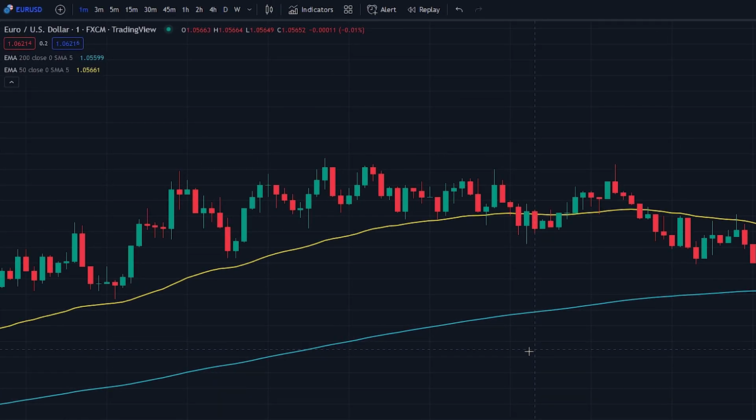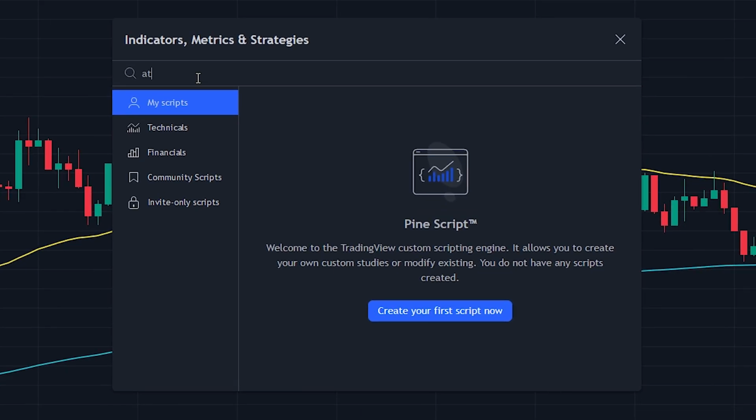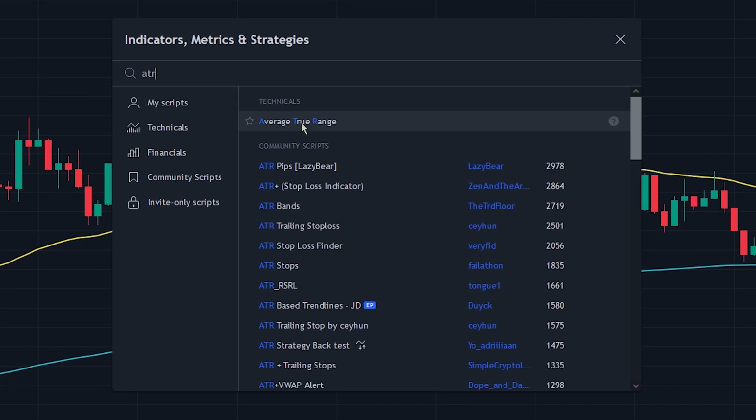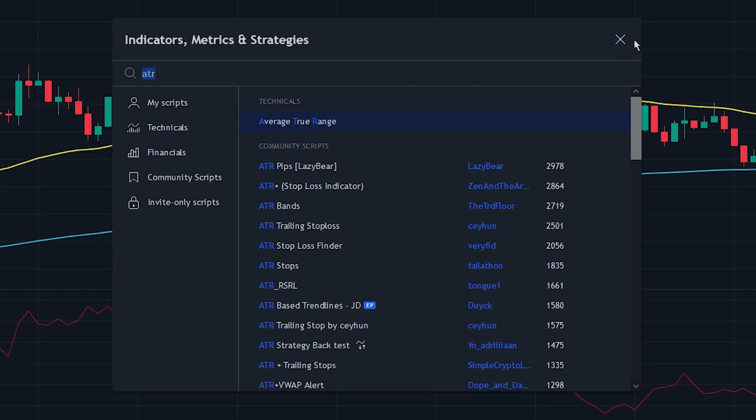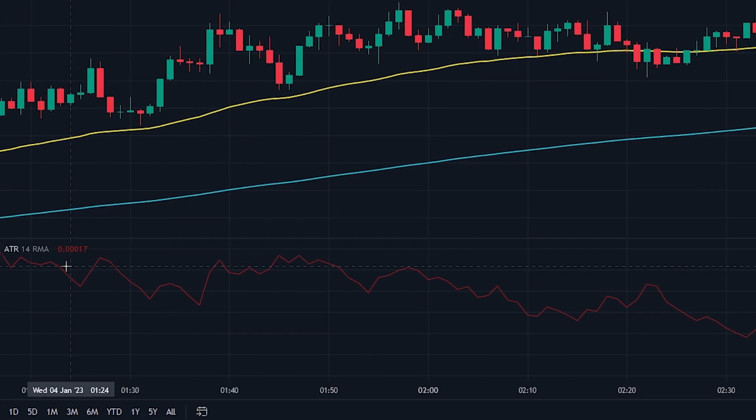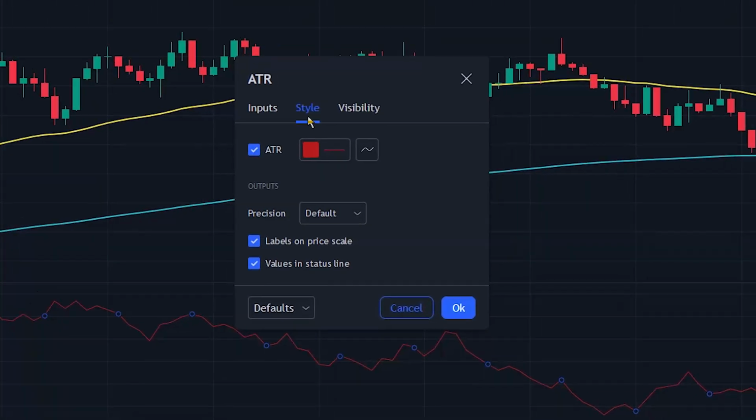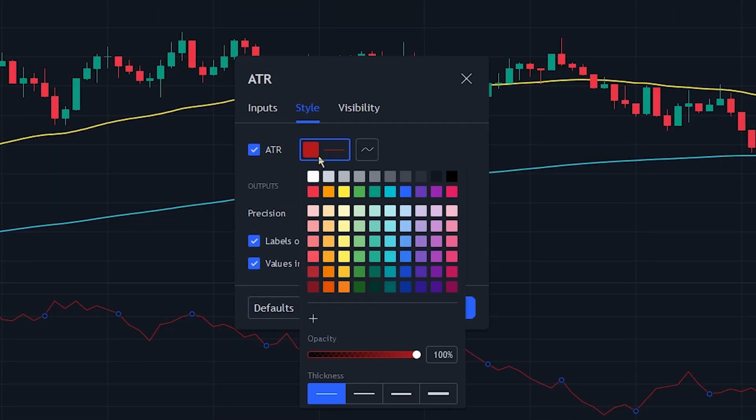Now let's add the last indicator to the chart. Head over to the Indicator Search tab and search for the ATR Indicator. Select the indicator made by TradingView and add it to the chart. After that, navigate to the indicator settings and click on the Style tab. We will be changing the color to make the indicator easier to see.